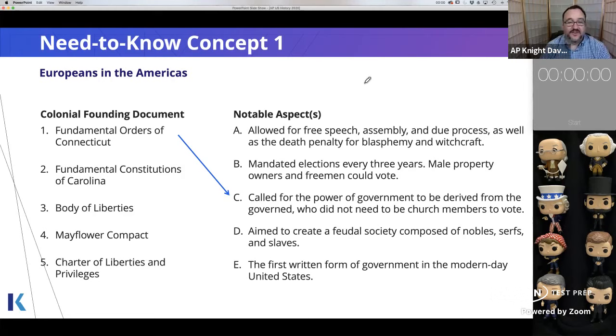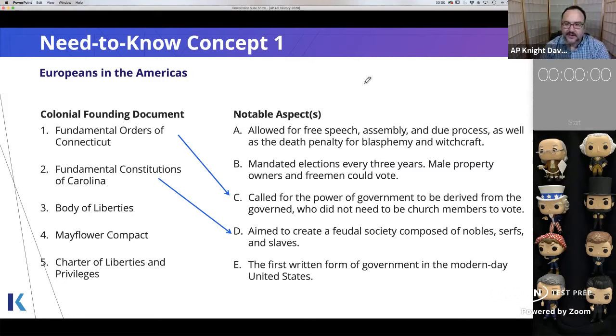Fundamental Constitutions of Carolina. I actually live in Carolina. I live in South Carolina. And when I think of Carolina, both in futuristic post-apocalyptic books and in old books, agriculture is one of the big things, swamps and agriculture. And so this is going to be that feudal society with nobles, serfs, and slaves. Nobles, serfs, feudal, it's been a big hit other places. So let's go ahead and put that in the Carolinas.